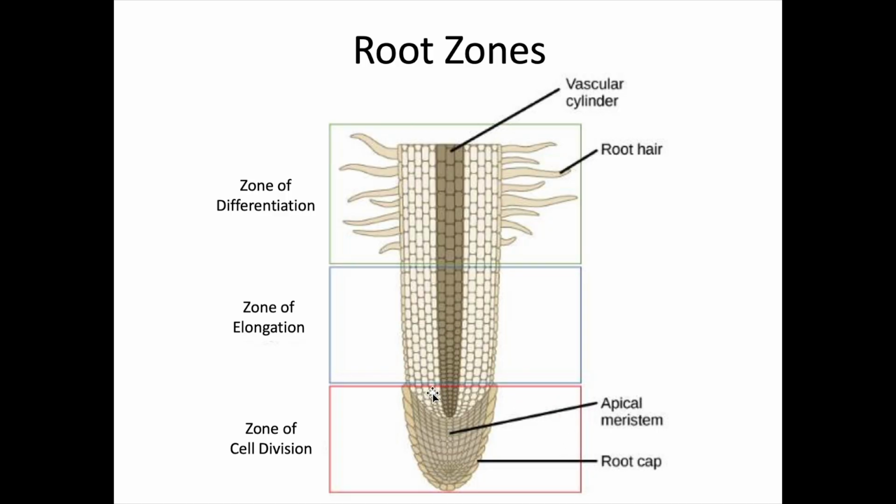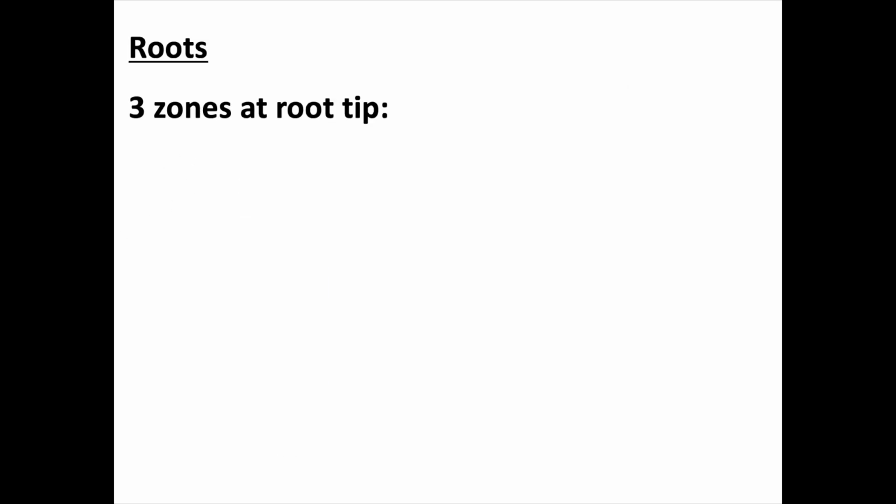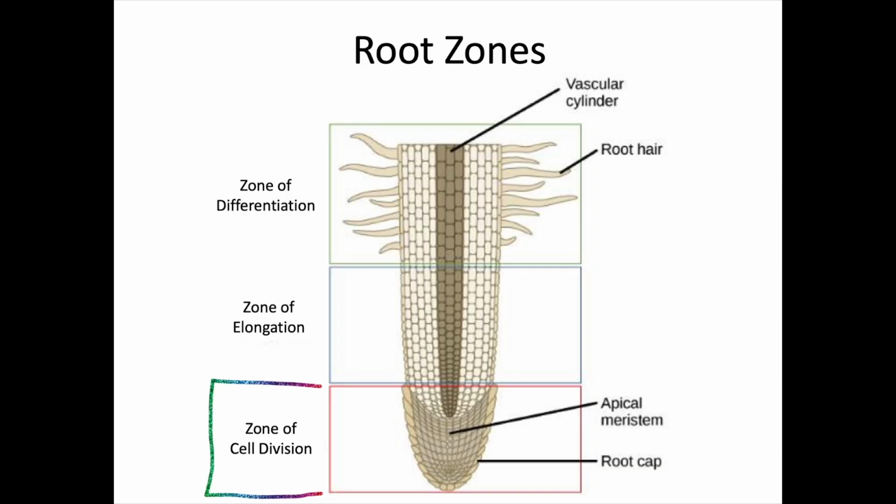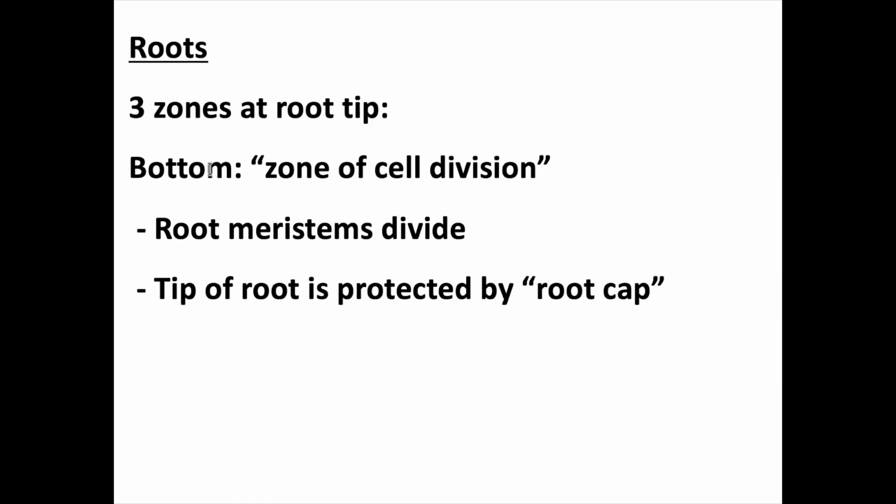And all of this at the bottom is known as the zone of cell division, because that's what meristems do. They do cell division. So there are 3 zones at the root tip. Here's our zone of cell division, located at the bottom. This is where root meristems divide, and the tip is protected by this root cap.